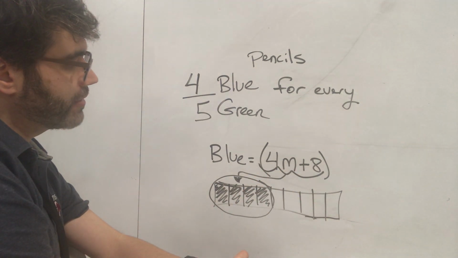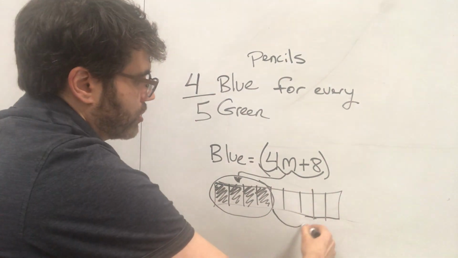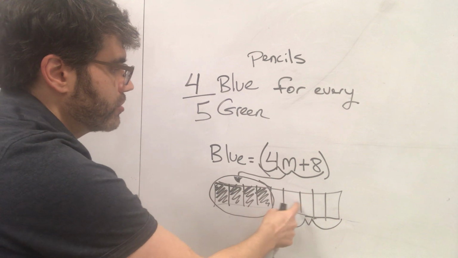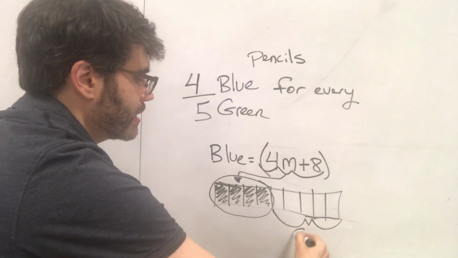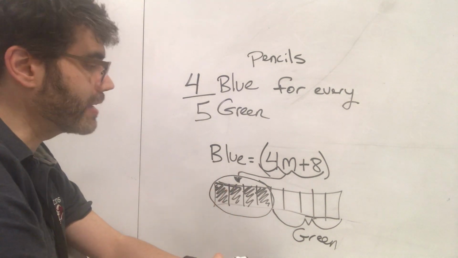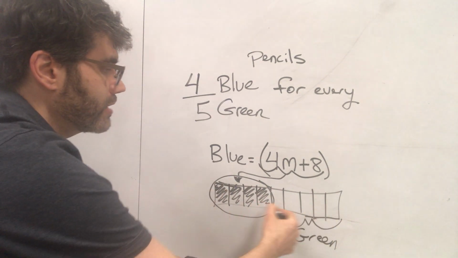So now we need to figure out this part, because what's left over is the green. We have 5 green. 1, 2, 3, 4, 5. So this is the green section. I hope this is still on the video. Oh yeah, just barely makes it. Okay, so these are the green section.